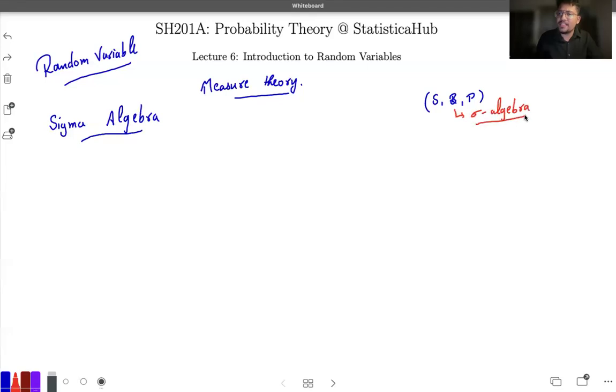Okay, so what is the sigma algebra? Let's try to recap the same thing. Then we'll be moving ahead towards the random variable. Okay, so if I just introduce what is the meaning of sigma algebra, we will write the definition first.